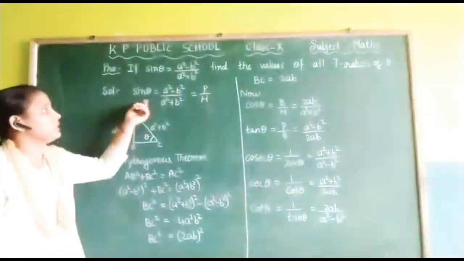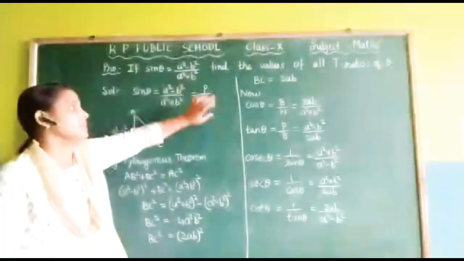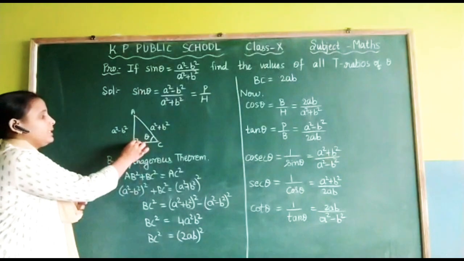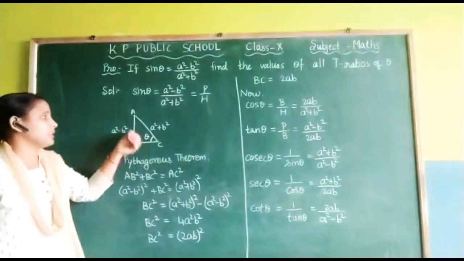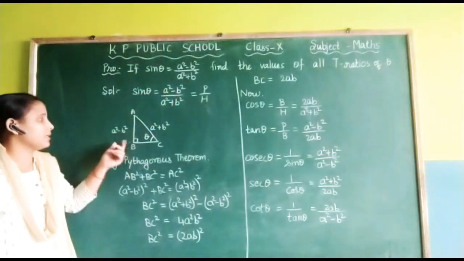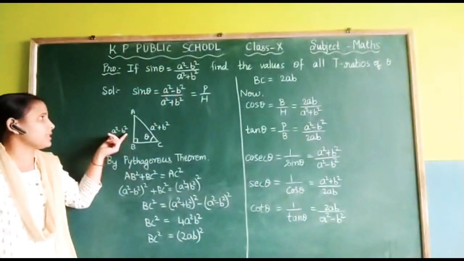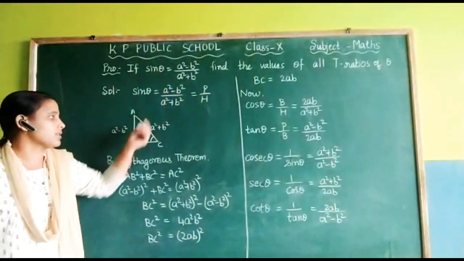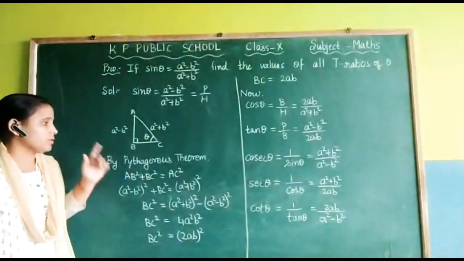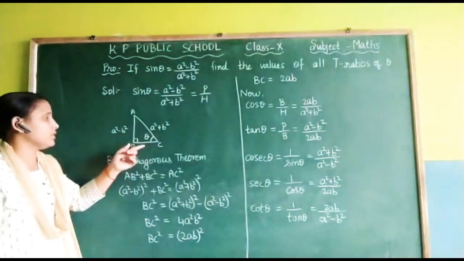As you know, sin theta is equal to p by h, meaning perpendicular by hypotenuse. So this is our required right angle triangle. This is a 90-degree right angle triangle. So p, the perpendicular, is this line AB, that is a square minus b square, and h is this one, AC, that is a square plus b square. So what we have to do is find out the base.